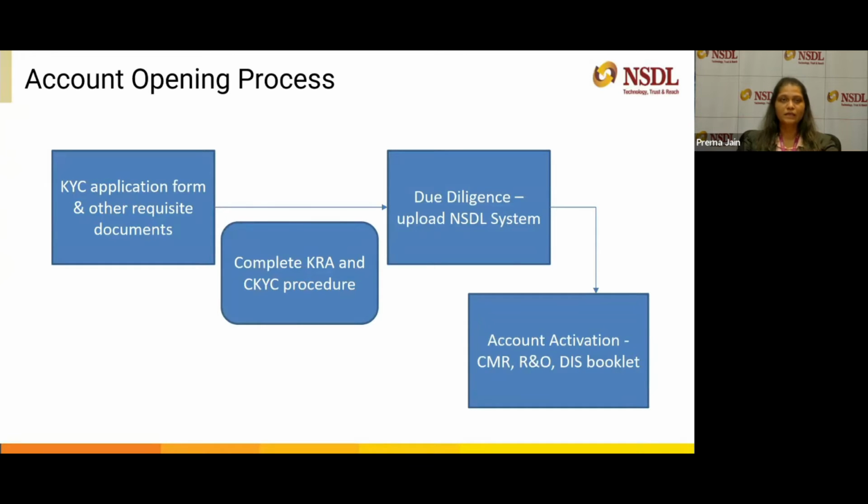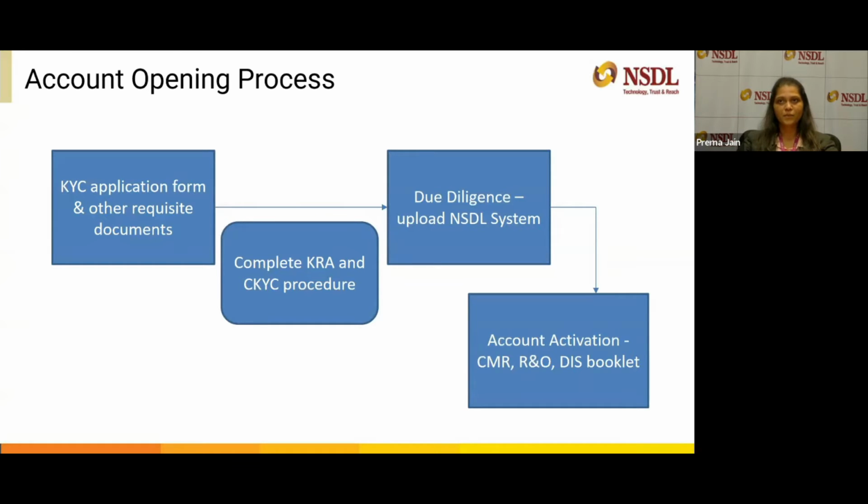At stage 1, the DP is required to obtain the KYC form along with requisite documents from the investor. Once the documents are collected, the DP is required to perform due diligence, including but not limited to verification of documents and performing in-person verification. Then we can go on to the next stage, stage 2, which involves updation of data on DPM.